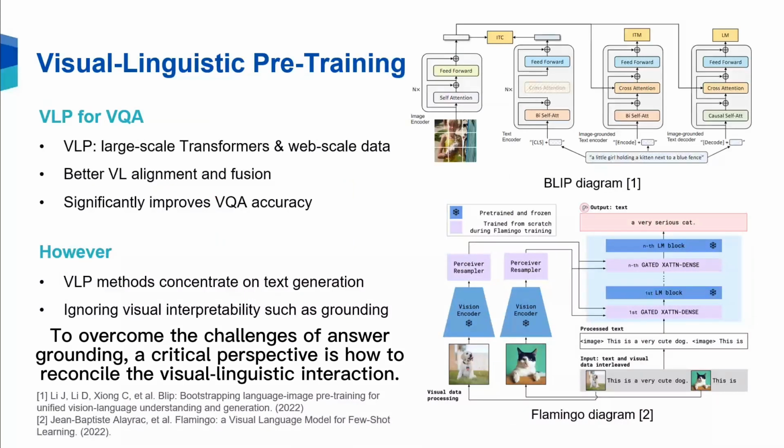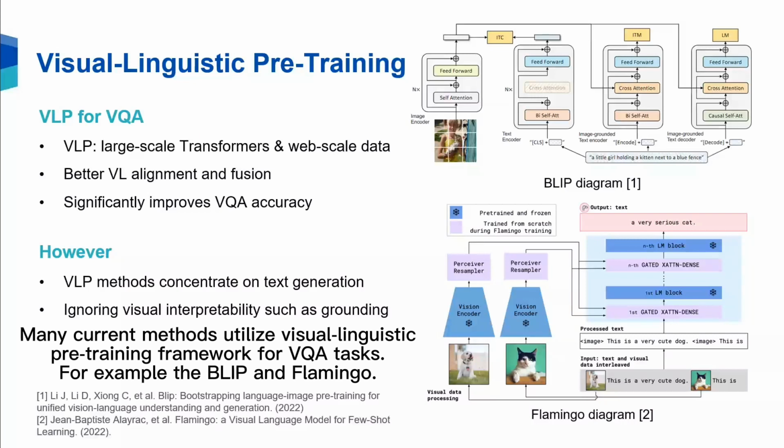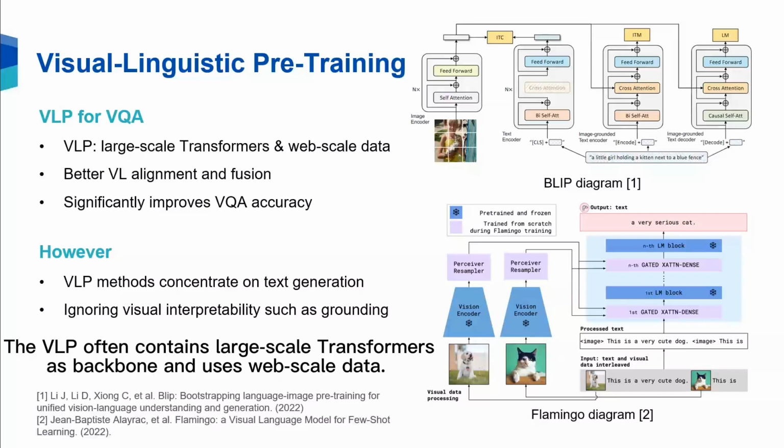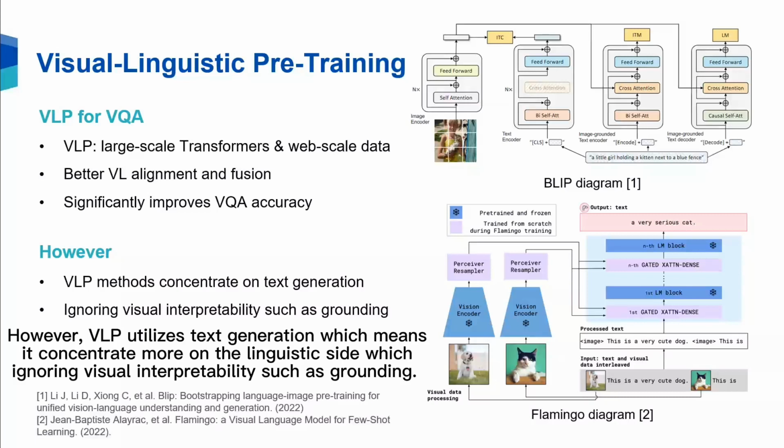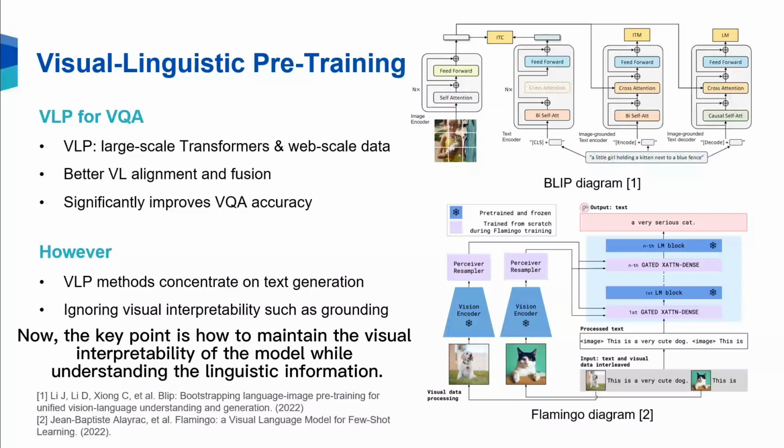To overcome the challenges of answer grounding, a critical perspective is how to reconcile the visual-linguistic interaction. Many current methods utilize the Visual-Linguistic Pre-Training framework for VQA tasks, for example, BLIP and Flamingo. VLP often contains large-scale transformers as backbone and uses web-scale data. It's a better way for visual-linguistic alignment and fusion, which can significantly improve the VQA accuracy. However, VLP utilizes text generation, which means it concentrates more on the linguistic side, ignoring visual interpretability such as grounding.